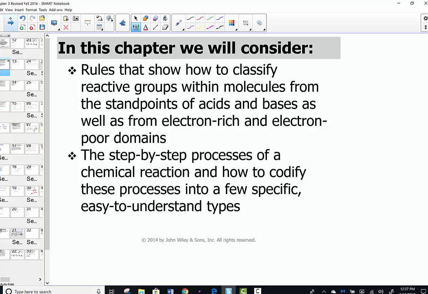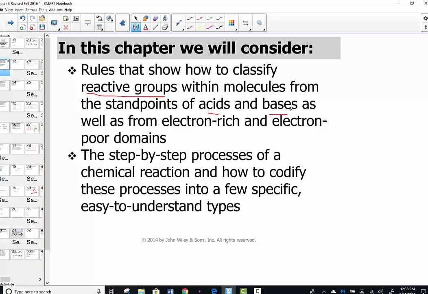So in our chapter, we're going to consider rules that show how to classify reactive groups. Remember those functional groups that we just came off of from Chapter 2? Let's look at those functional groups within these molecules from the standpoint of which ones will act as acids and which ones will act as bases, and how we can track the flow of electrons from electron-rich to electron-poor domains.